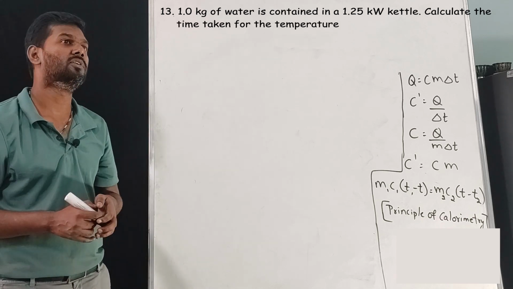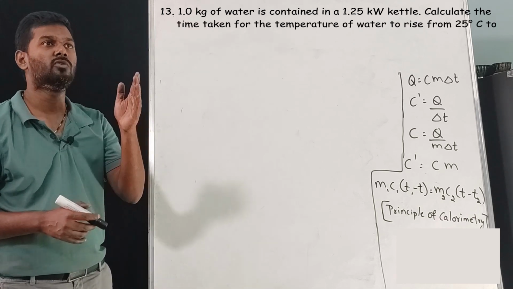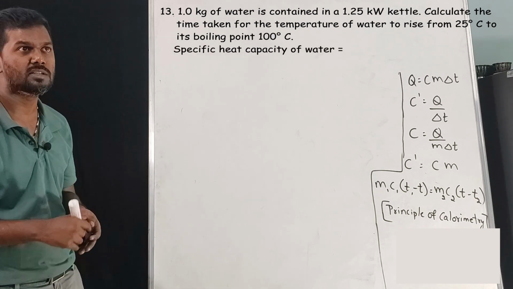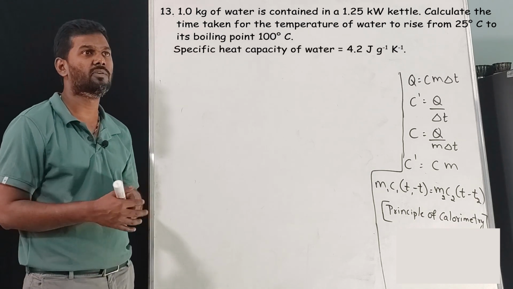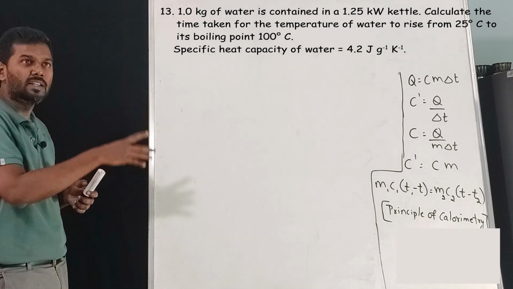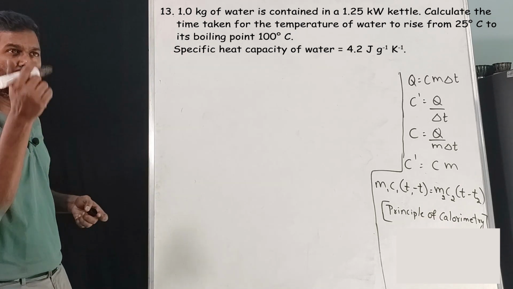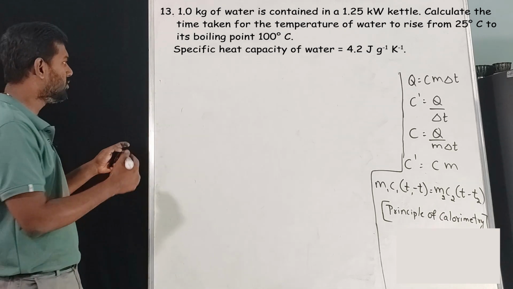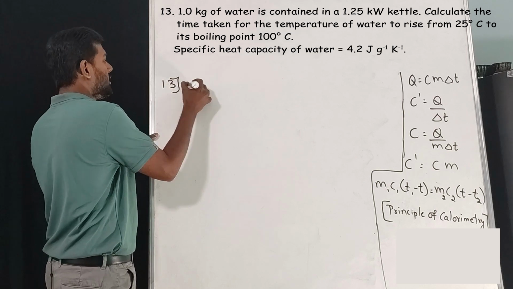Our last question: 1 kg of water is contained in a 1.25 kilowatt kettle. Calculate the time taken for the temperature of water to rise from 25 degrees Celsius to its boiling point, that is 100 degrees Celsius. Specific heat capacity of water is given, that is 4.2 joules per gram per Kelvin. First we'll write the given data. We have solved this kind of problem earlier, but again we are going to solve it. This is question number 13.